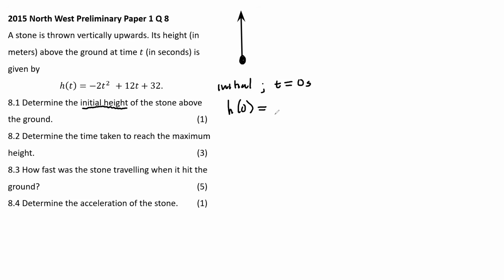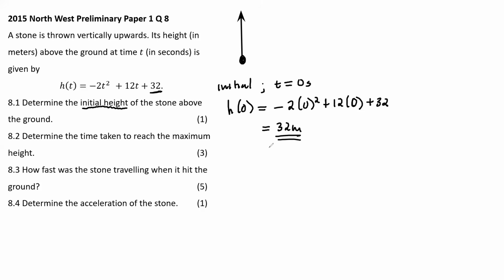In normal calculus, when you're dealing not with application, but sketching of cubic graphs and so on, every time you say h of 0, you're just looking for the y-intercept, and it's always the last number there, and that's 32. But let's do the maths. So it's going to be negative 2 times 0 squared, plus 12 times 0, plus 32. So then we were 32 meters above the ground when we threw this particular stone.